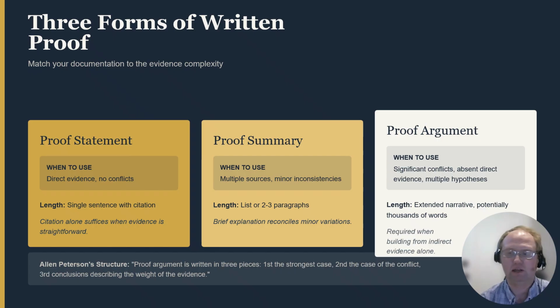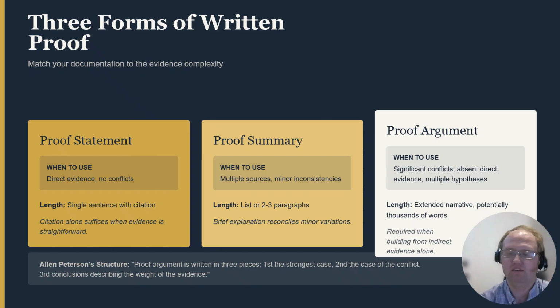Proof summaries, you might want to make a list or a paragraph or two describing minor inconsistencies that agree on identity, but we may have some minor points where they disagree, variations that you can easily reconcile. Simple, logical, fact-based explanations.